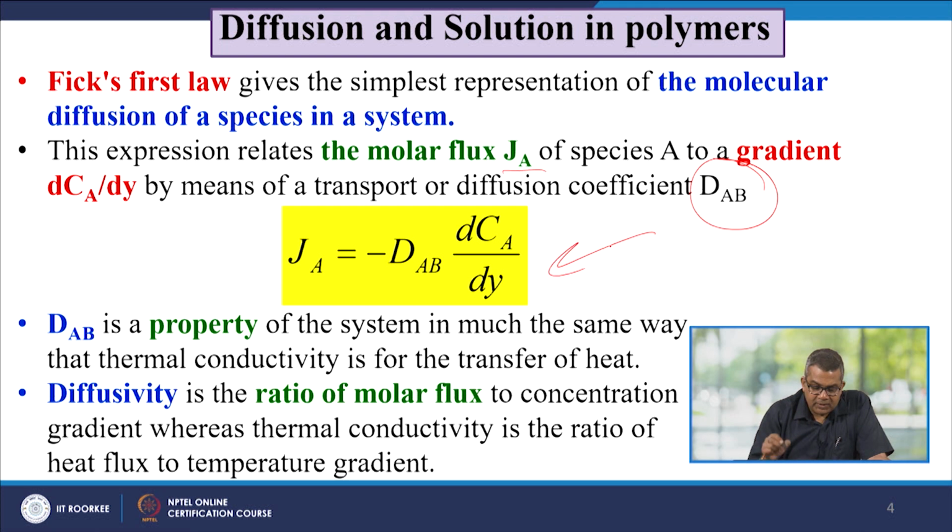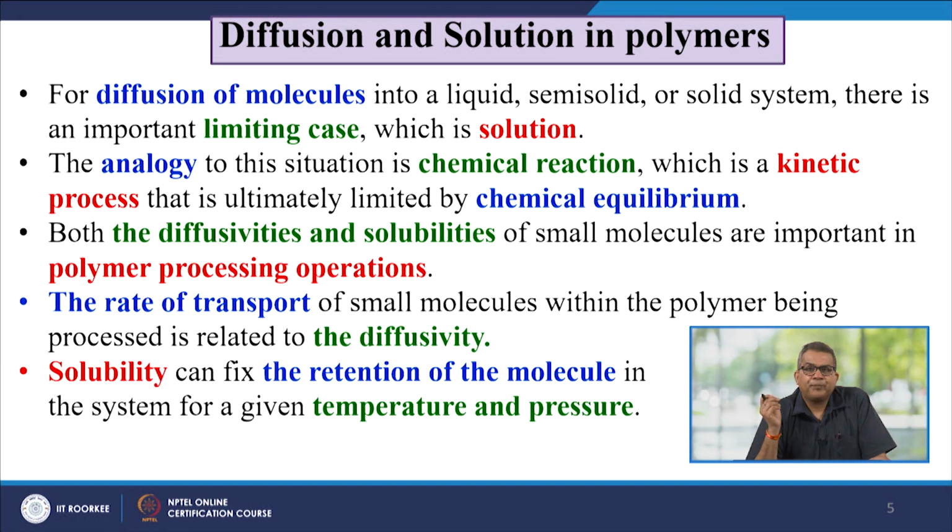So, this can be represented as JA, the molar flux, is equal to minus DAB dCA over dy, where DAB is a property of the system, in much the same way that thermal conductivity is for the transfer of heat. Diffusivity is the ratio of molar flux to concentration gradient, whereas thermal conductivity is the ratio of heat flux to temperature gradient.